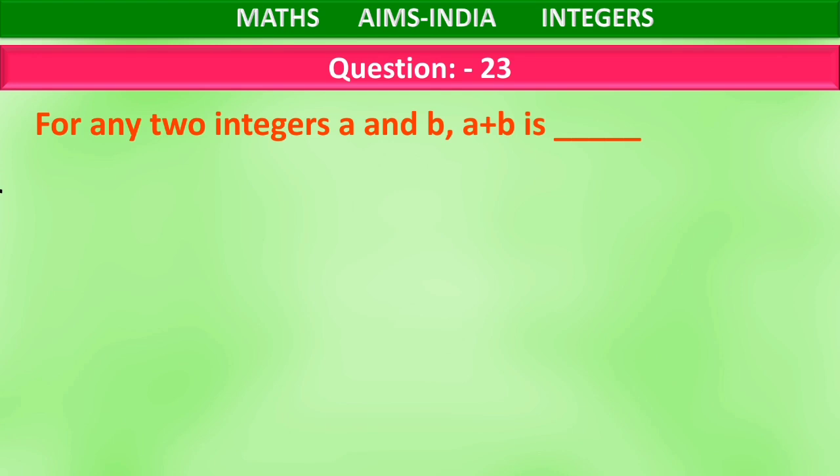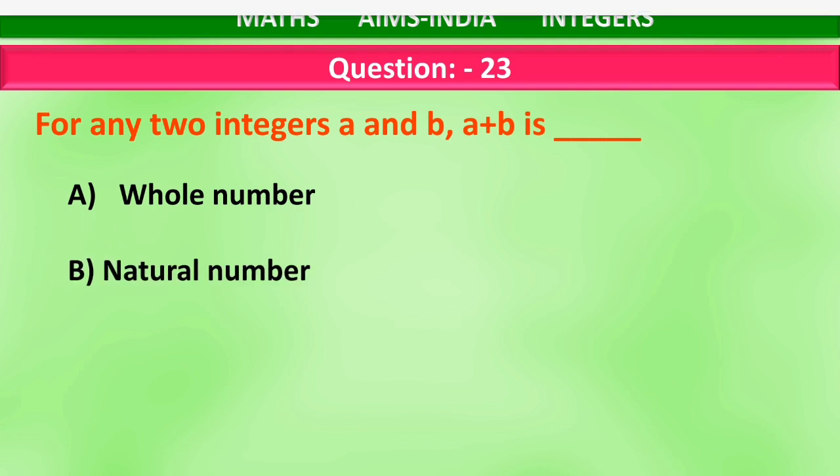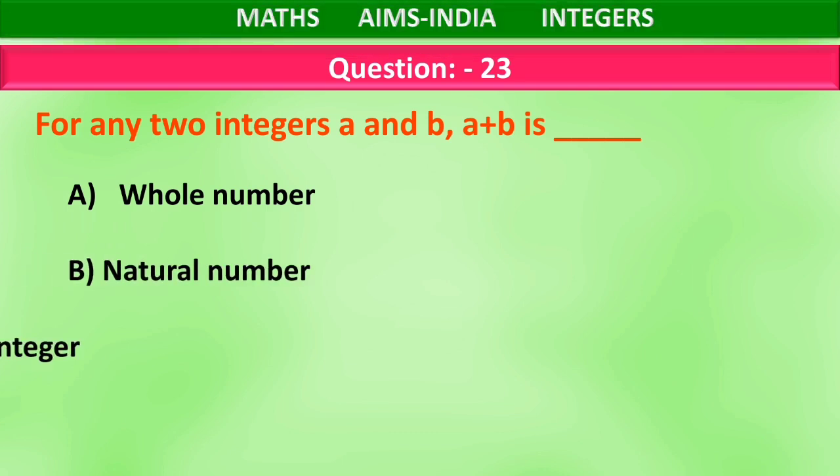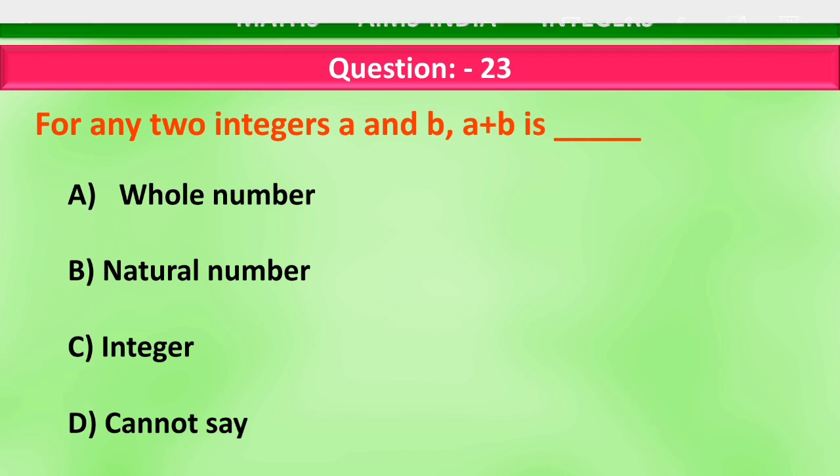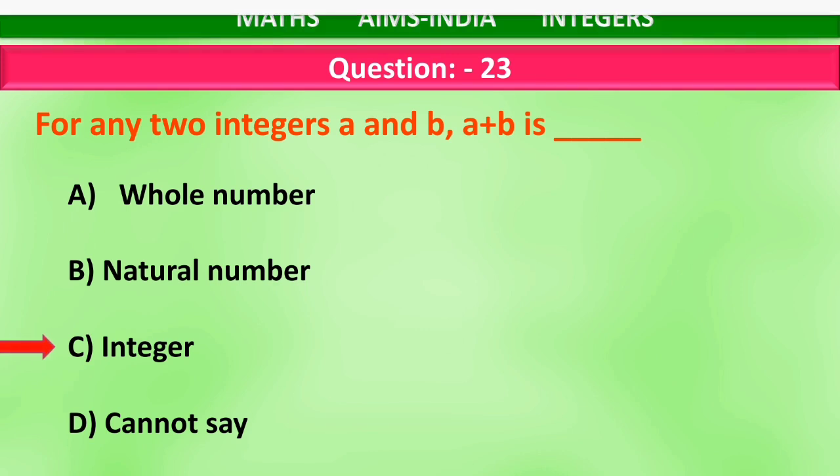For any two integers a and b, a plus b is dash. Option A, whole number. Option B, natural number. Option C, integer. Option D, cannot say. What is the correct answer? Yes, the correct answer is option C, integer.